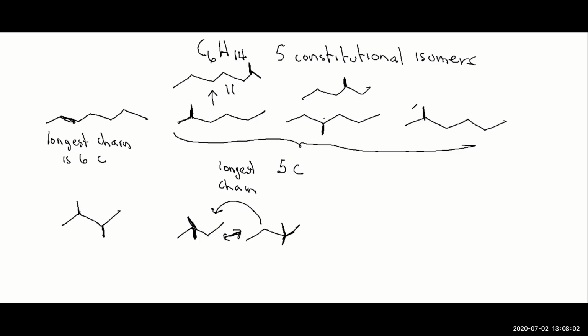And then as far as this one goes, this would be the same as this one. So that's why you only have 5. So these are the 5 constitutional isomers of C6H14.